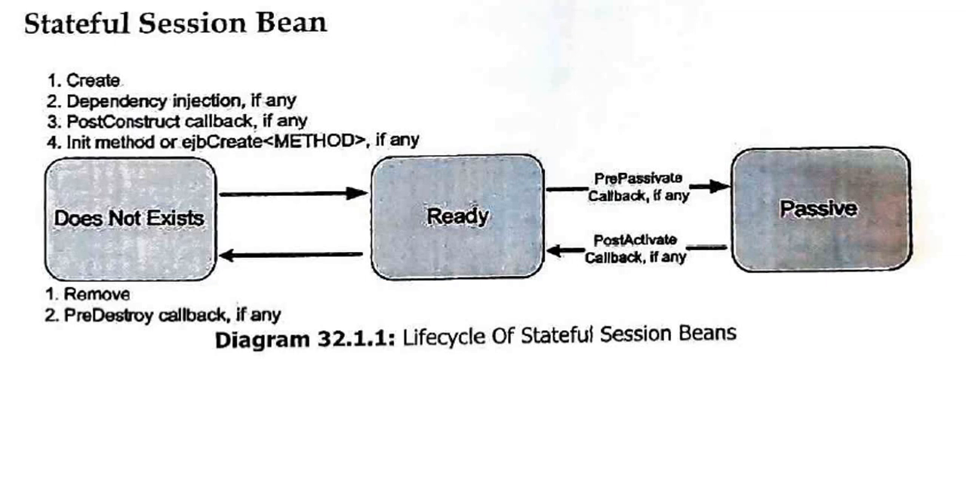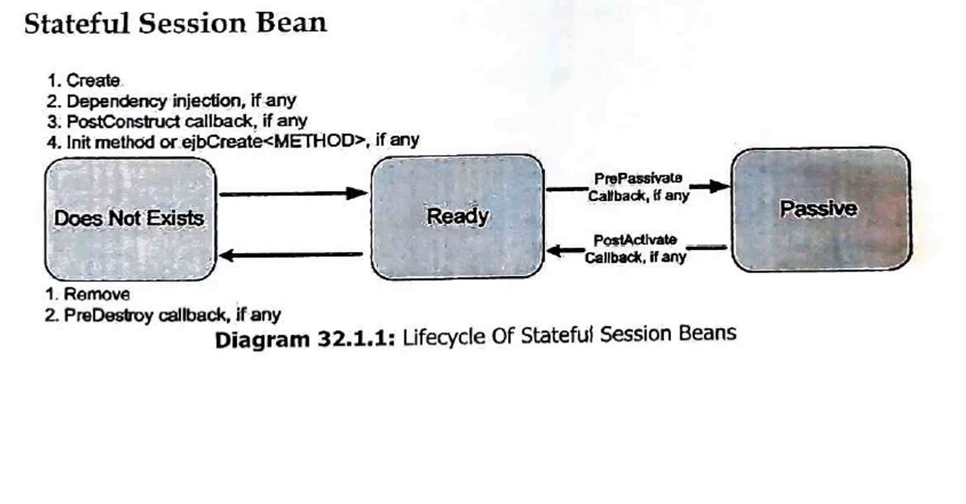So how does it get to the ready state? Again, which callback method is there? PostActivate. So any method that is annotated with @PostActivate will be called, and then the bean will go from passive state to ready state. Now once it is in the ready state, again it is ready to handle any business methods that are invoked on it.